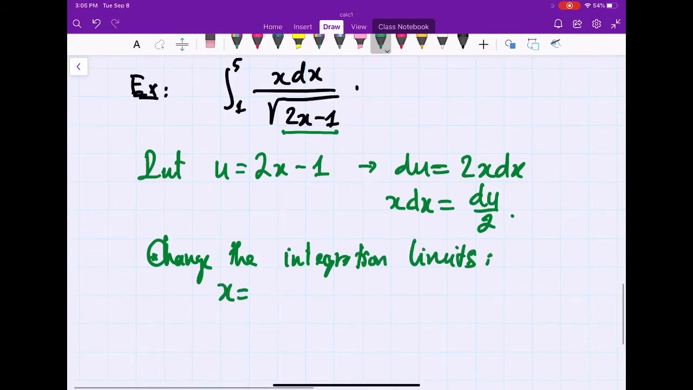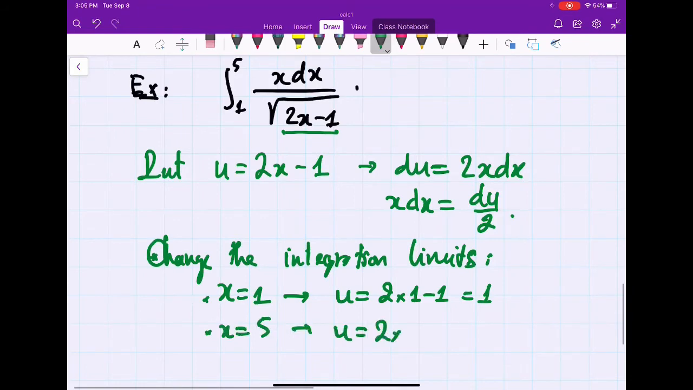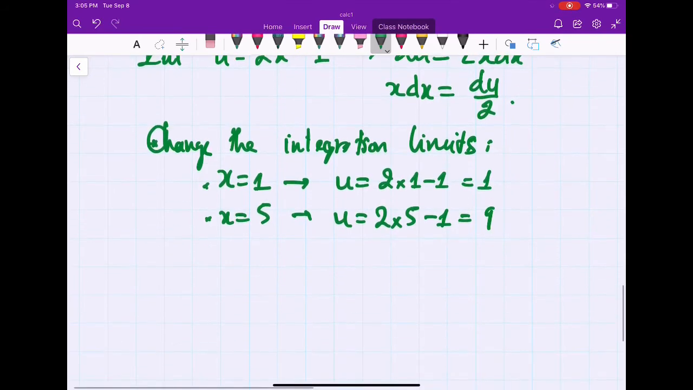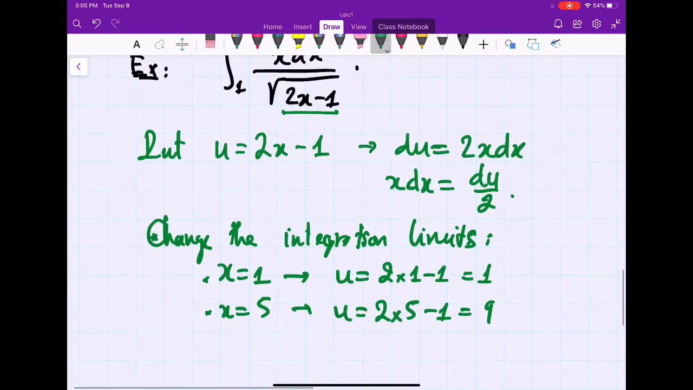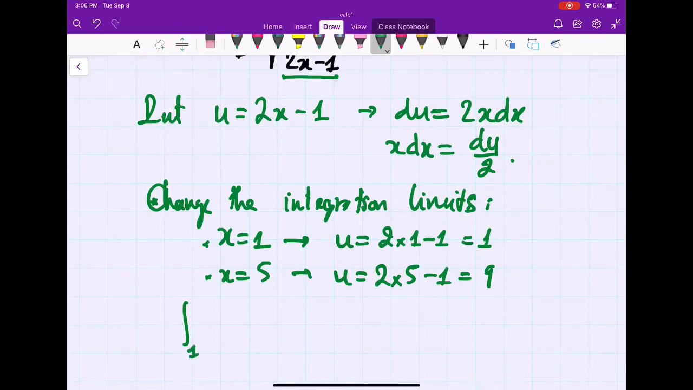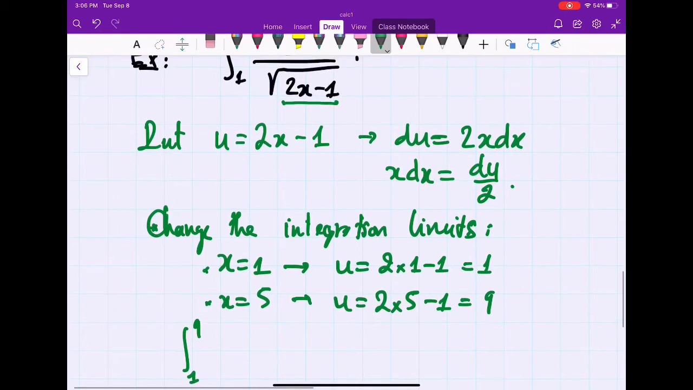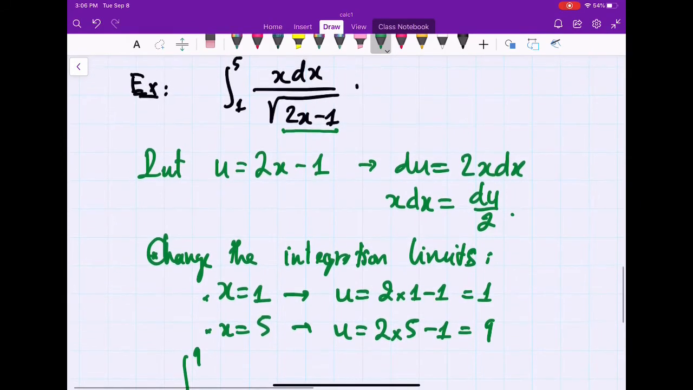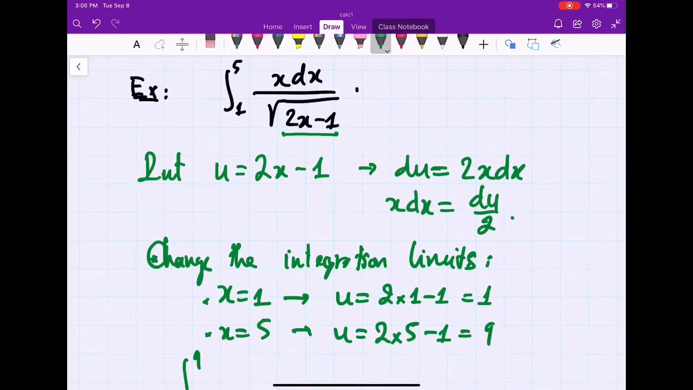So when x is equal to 1, I get u equal to 2 times 1 minus 1, which is 1. When x is equal to 5, u is equal to 2 times 5 minus 1, equal to 9. Okay. Then the integral is equal to the integral from 1 to 9. With the x dx, you still need to rewrite x, right? It's fine. We have that experience. From here I get x equal to u plus 1 over 2, right?